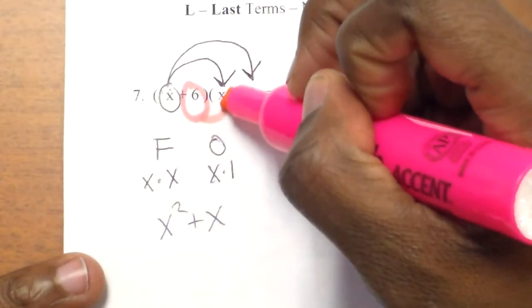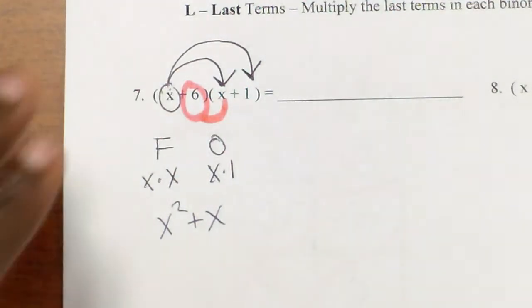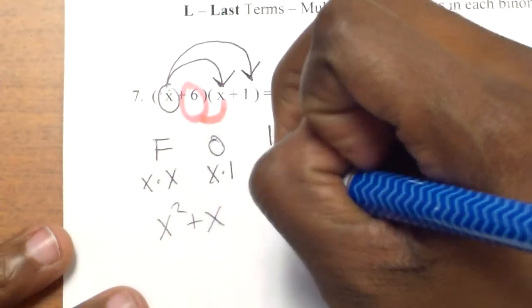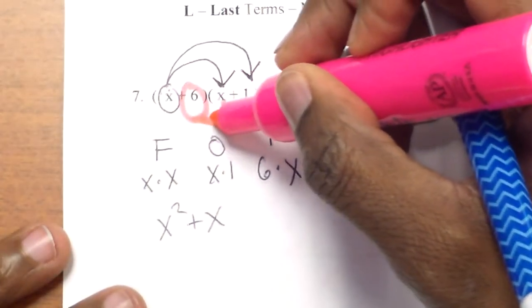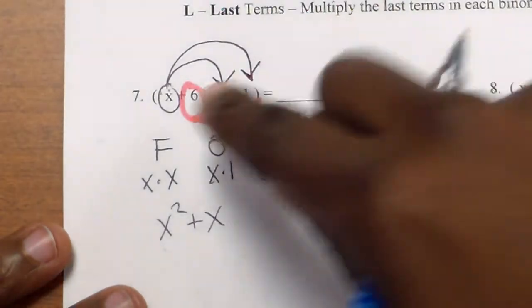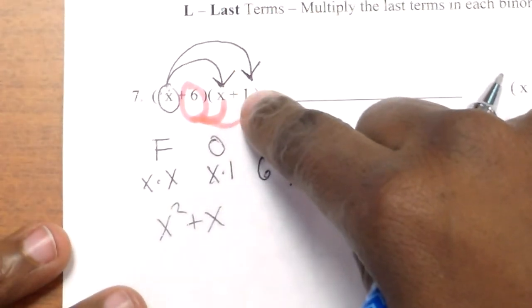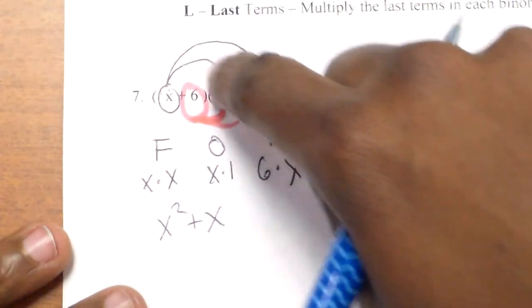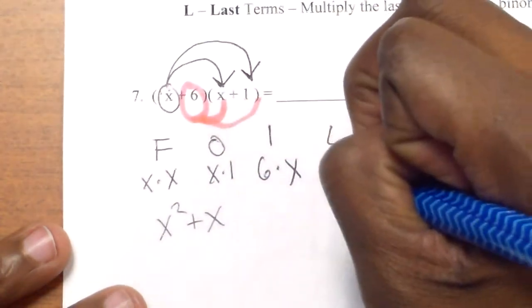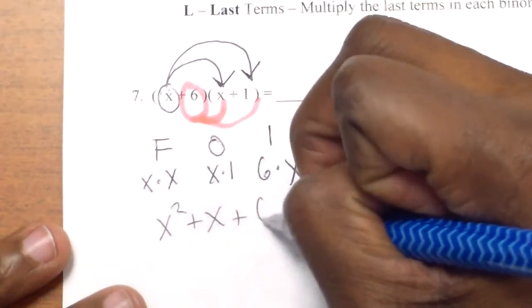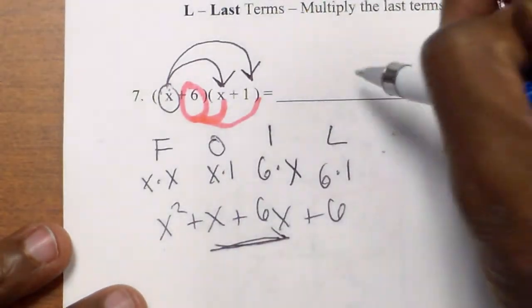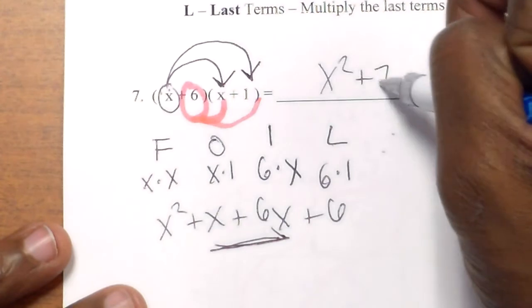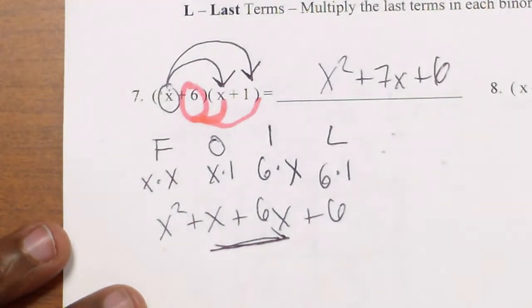So then it goes on the inside, they're like the two inside terms, so that's why it's the I. 6 times x, and then finally the last two are 6 times 1, because remember, we're distributing the 6 to both terms in the second parentheses, just like we distributed the x to both terms. So L, the last term, was 6 times 1. So that's plus 6x and plus 6. Those two combine, and our final answer is x squared plus 7x plus 6.